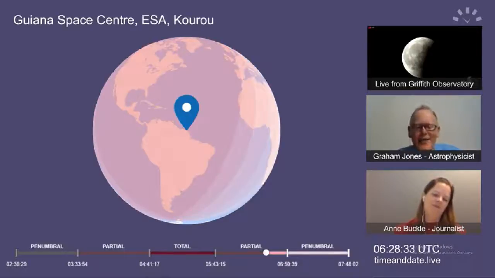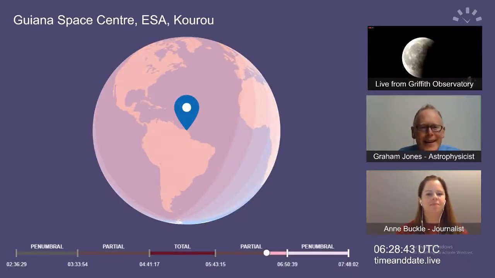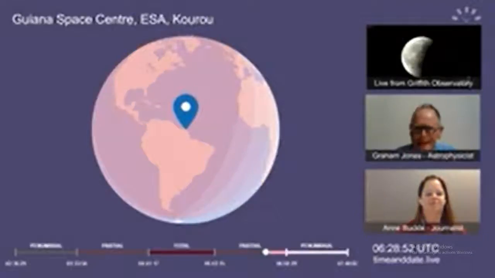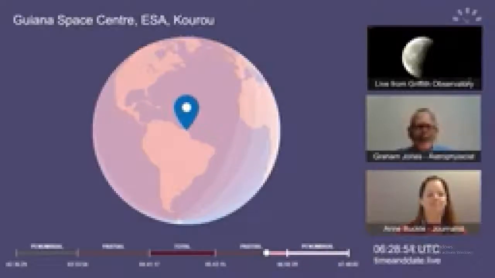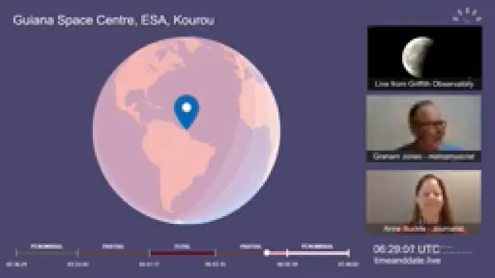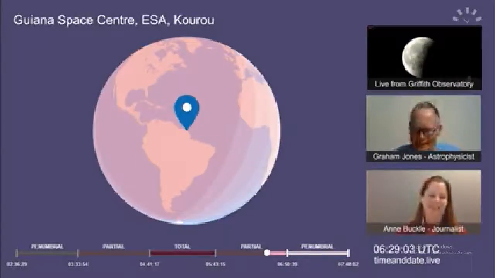We should say, of course, it's out of the cyclone area. It's not out of the rainy area, and there is quite a bit of rain in French Guiana. That doesn't normally affect the launch of a rocket. They're okay launching if there's a bit of rain normally, but of course rain and cloud is a disaster if you are live streaming a total lunar eclipse, and that's the problem that we've had tonight from Kourou.